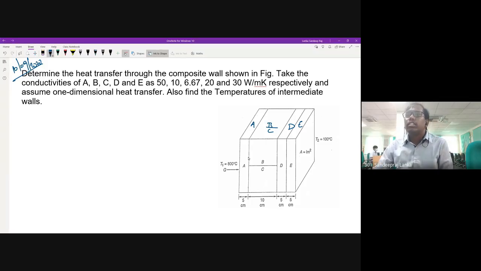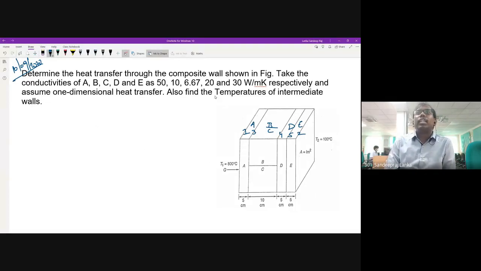Anyways, this whole surface I am calling as one, and this surface as two. Here T1 is on this side, T2 on the other side. So this surface is 1, this surface is 2. Let me call the intermediate surfaces 3, 4, and 5. I'm giving it my own names for my own comfort. 1, 2, 3, 4, 5.